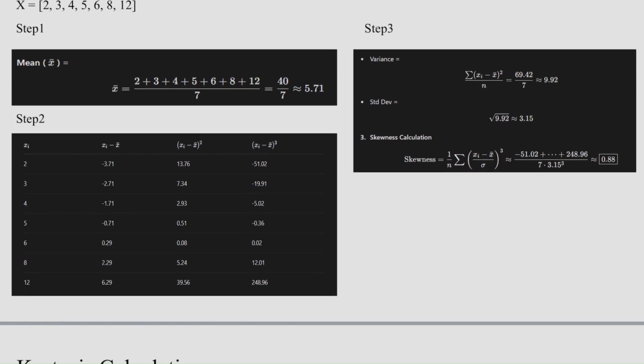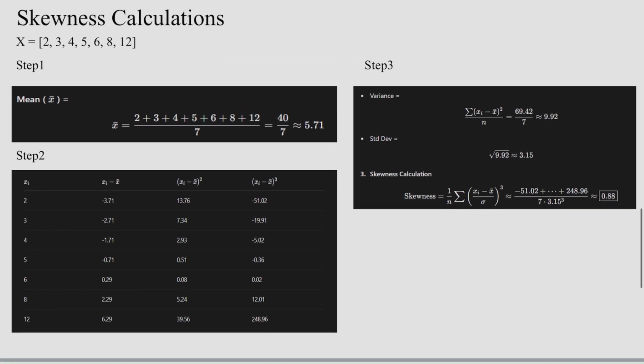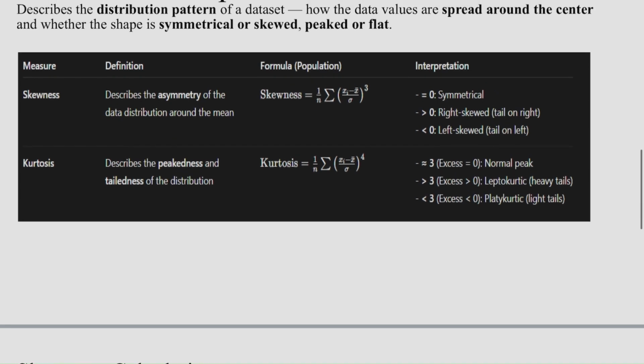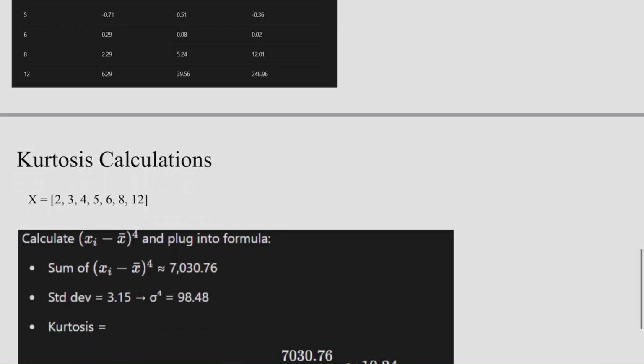Then we calculate the variance and standard deviation. At the end, in step 3, the last step, when you replace all the values, you get 0.88. What would we comment on the skewness of this data? 0.88 is greater than 0, so it is right skewed data. And then next is kurtosis.